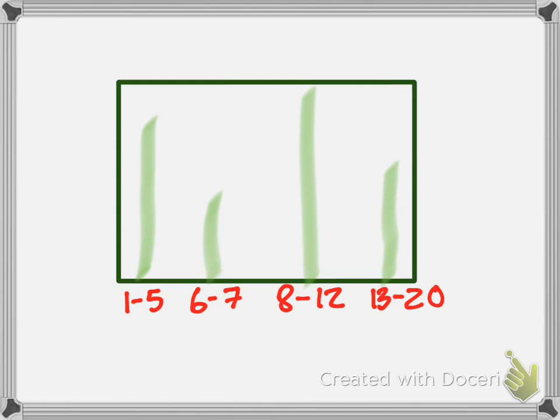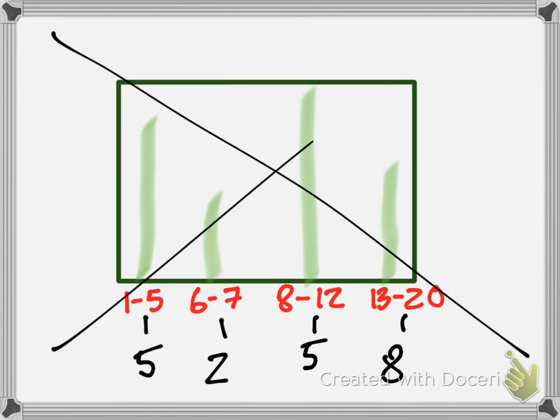Yes, Hannah got it correct. The frequency changes between number sets, and we can't do that. Here, our number set is 1, 2, 3, 4, 5. Here, our number set is 6, 7. Here, our number set is 8, 9, 10, 11, 12. Here, our number set is 13 through 20. That does not work with the histogram. Histograms must have the same range for each of our bars.